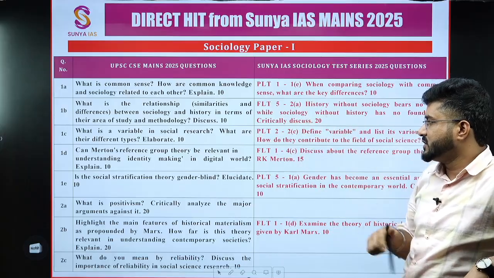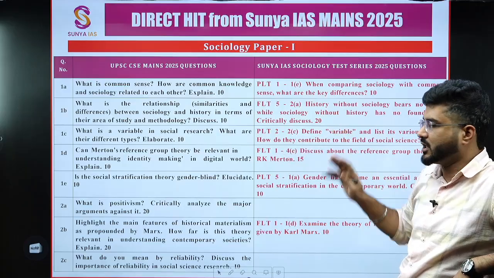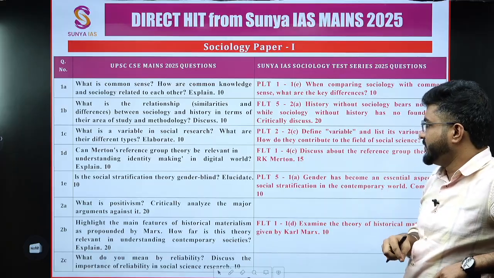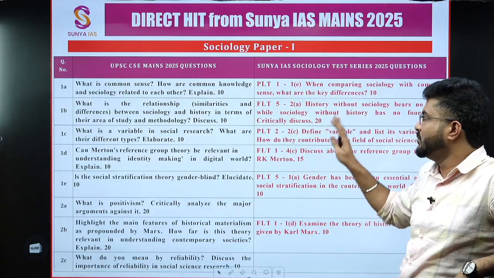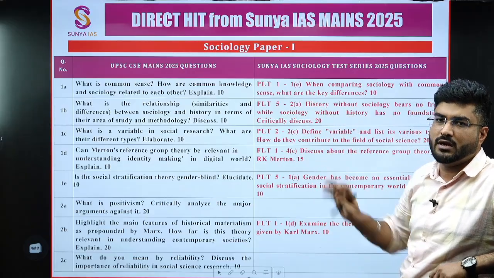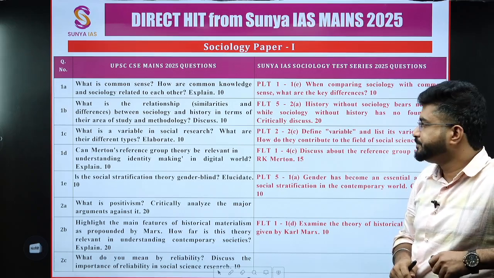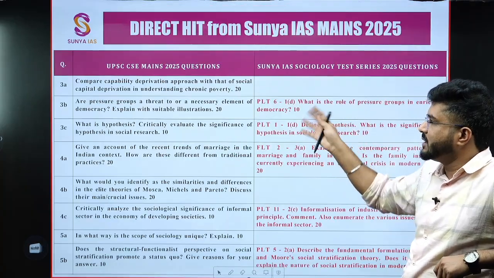Again, Merton's reference group theory and its understanding in identity making in the digital world, the contemporary relevance. We have asked a question related to this reference group theory. So when you analyze this particular sheet, you will see that most of our questions have come in UPSC's sociology paper. Okay, so why did so many questions come in the sociology paper?